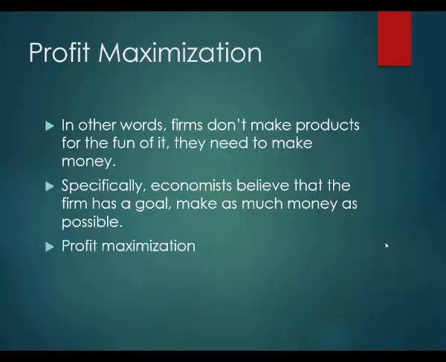Now, in economics, we take the whole profit idea a step further, and we say, basically, we're not here making products for the fun of it. We're not making products because we're nice people. We probably are nice people, but we're making products because we're trying to make some money, and we're going to take it to the next level. We're going to try to make as much money as possible. We call that profit maximization. So in economics, we model firms as profit maximizers. A firm is a business that's going to do everything they can to make as much money as possible.